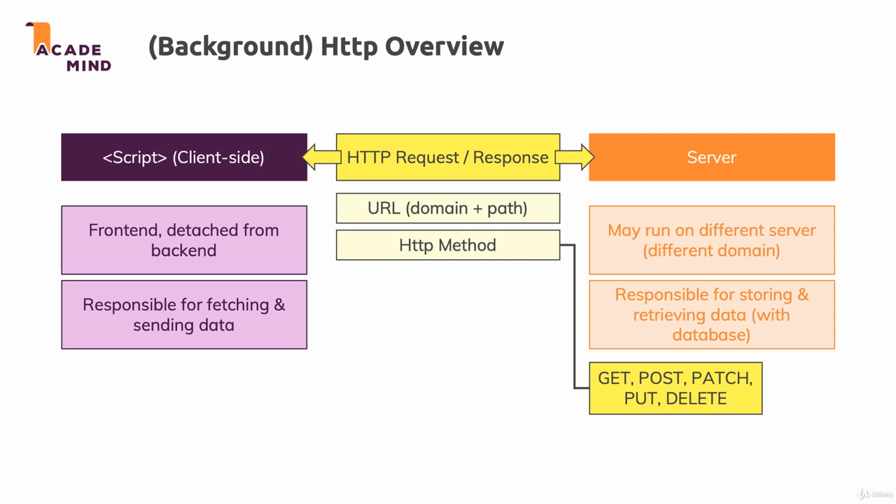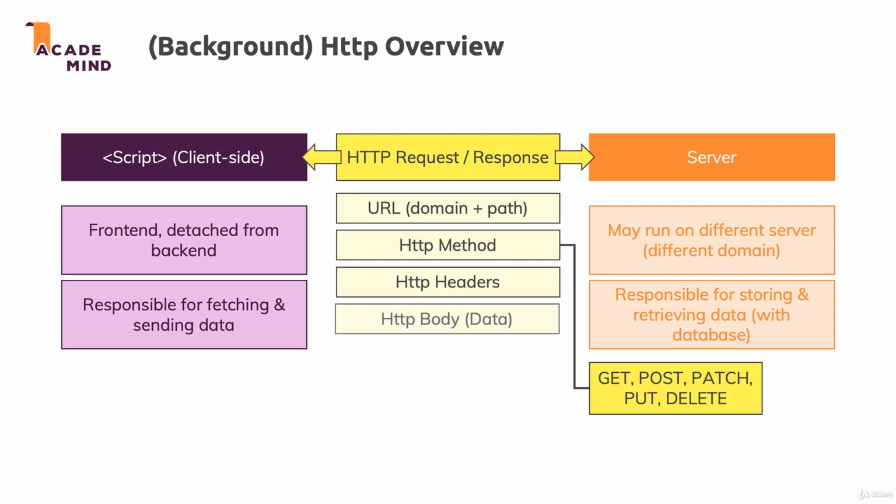If you use a combination that is not supported by the server side, you'll simply get an HTTP error as a response. Now, other parts of an HTTP request are potential headers, that is extra metadata which can be attached to HTTP requests. And some requests, for example a POST request, also hold a request body or extra data which is attached to the request.